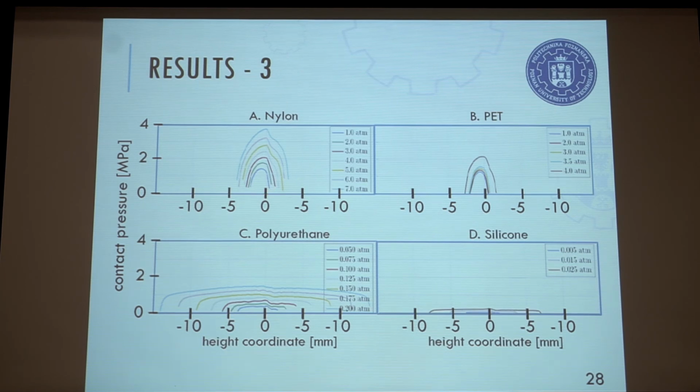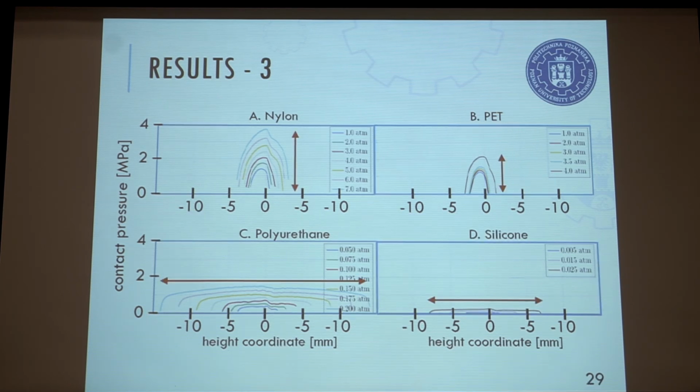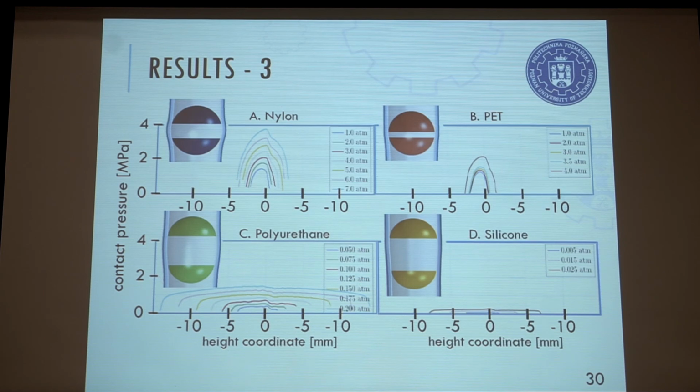Okay, and what we can observe here is that the contact pressure for the nylon and PET balloons is higher than for softer balloons. So for polyurethane and silicone, the contact pressure is lower. Also the contact zones are larger for those 2 balloons. And this is also repeated in the deformation fields of the results. So you see here that the contact zone, for example, for polyurethane is larger than in the PET case.